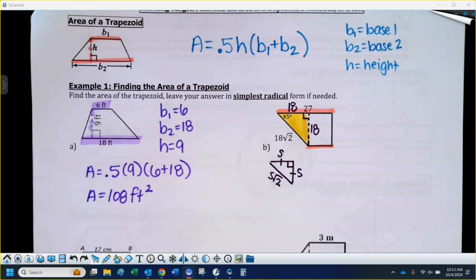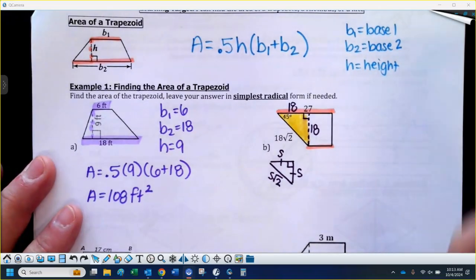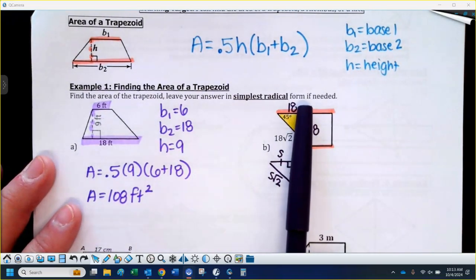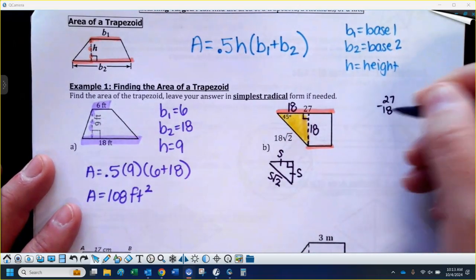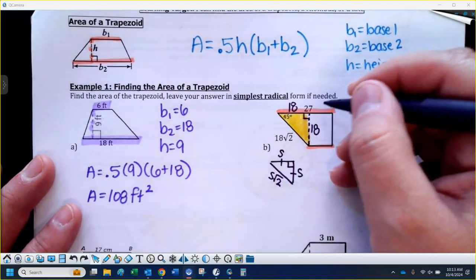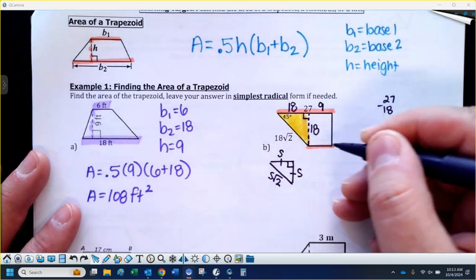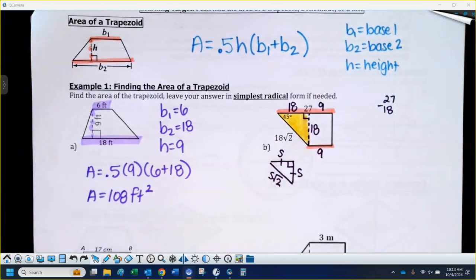You're so close. I think you were doing it right. What do you think? It's 27 minus 18. Right, okay. So if I cut it off, it's 9 instead of 11. I knew you were doing it right. It's 27 minus 18. So that would cut that off. So this little part of it would be 9. So that'll give us the other base.